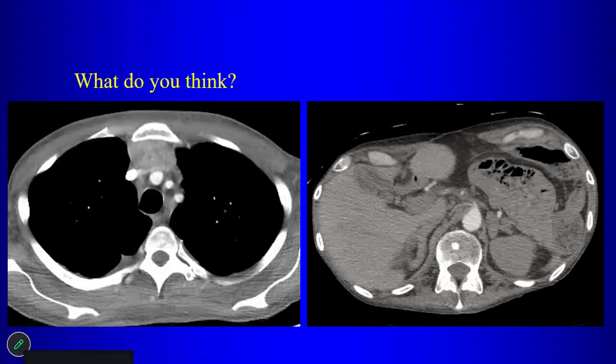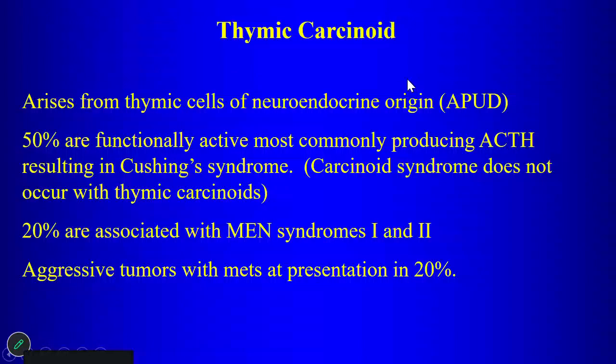Bilateral adrenal gland thickening. Yeah, so you have bilateral adrenal hyperplasia. How do you put that together with an anterior mediastinal mass? Thymic carcinoid. So thymic carcinoid can give you adrenal hyperplasia. So if we have this combination of an anterior mediastinal mass with adrenal hyperplasia, we think of thymic carcinoid tumors.